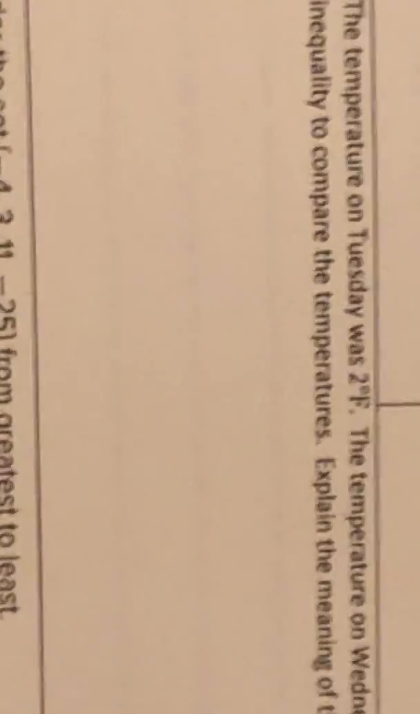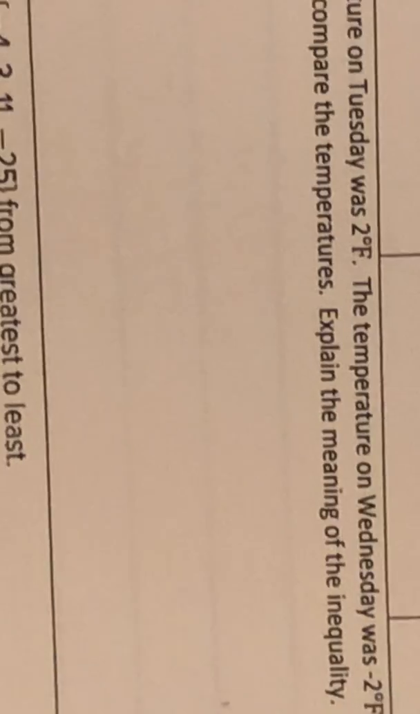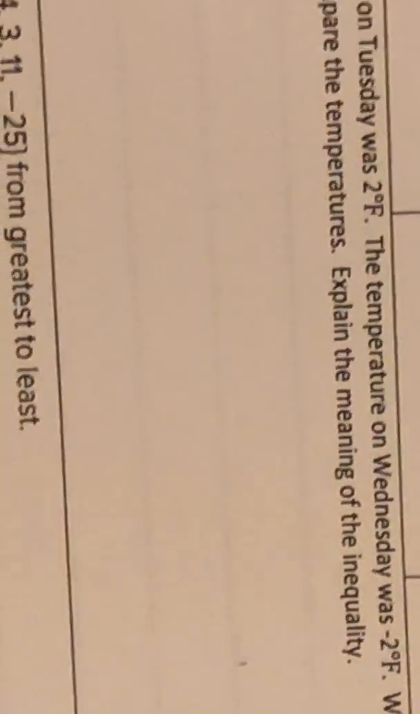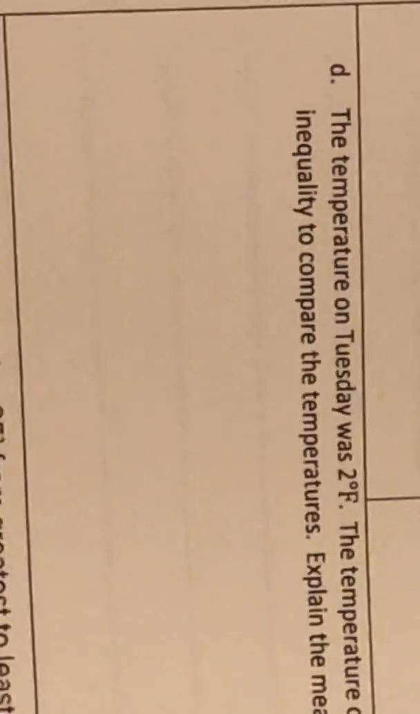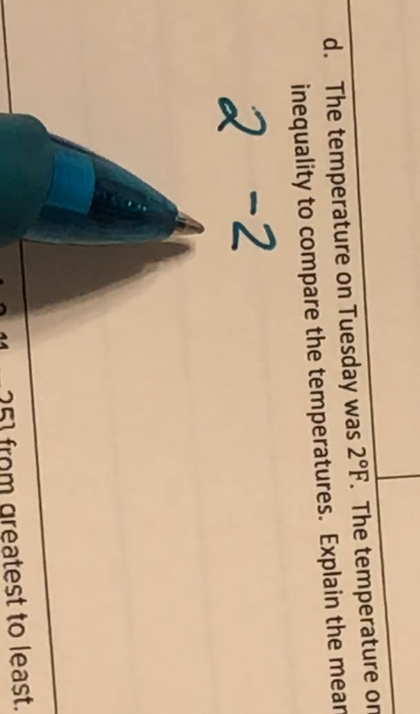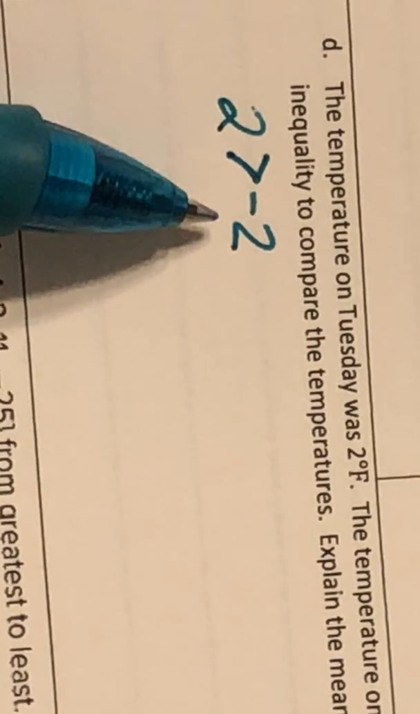Letter D says the temperature on Tuesday was 2 degrees Fahrenheit. The temperature on Wednesday was negative 2 degrees Fahrenheit. Write an inequality to compare the temperatures. Explain the meaning of the inequality. So I have 2 and negative 2. One's positive, one's negative. So that means my positive number is bigger. So 2 is greater than negative 2.